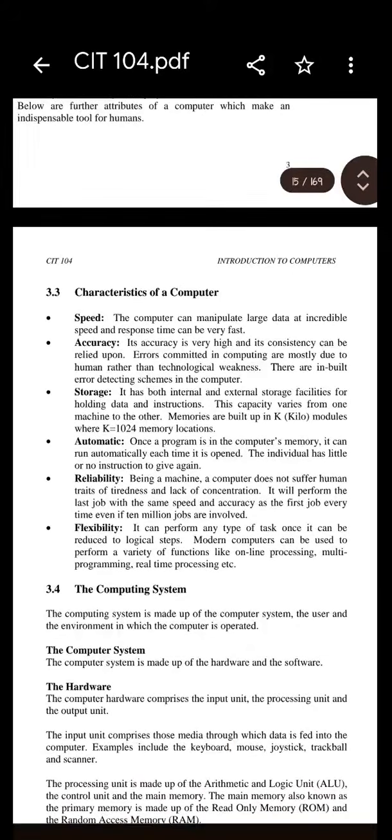Automatic. Once a program is in the computer's memory, it can run automatically each time it's opened. For example, Microsoft Word, anytime you click on it, it's going to run. CorelDRAW, Excel, Gmail, as far as you have installed them in the computer, anytime you open them, they run automatically. You don't need to install them again, or if it's outdated, you have to update it. If not, it's going to run automatically.